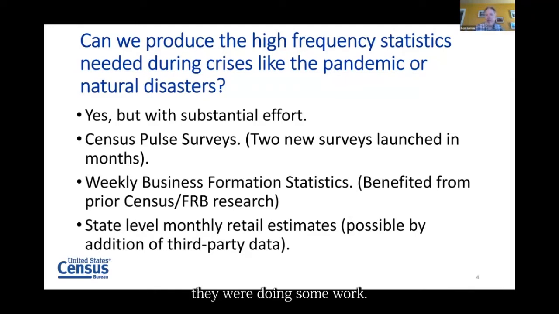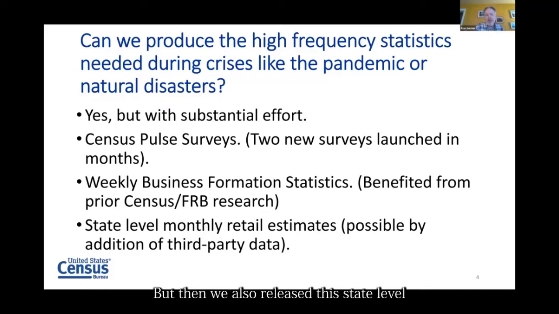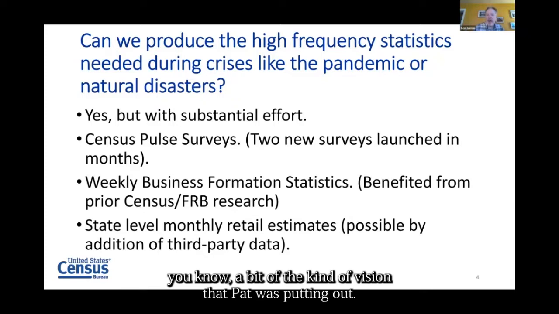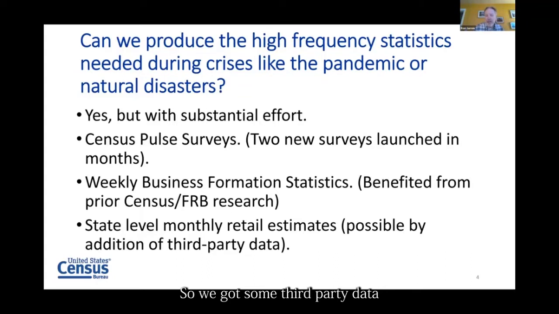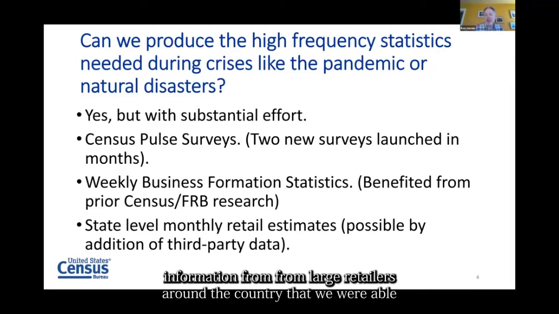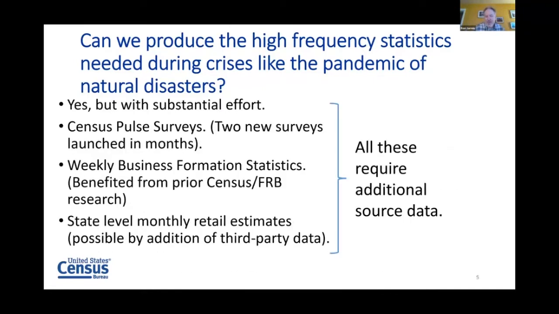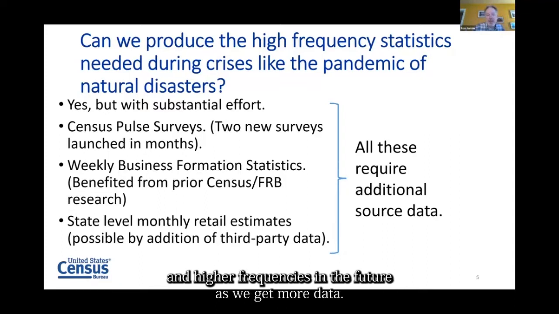That at BEA they were doing some work, and it was easy to do some extra things, some on the margin, to help during the pandemic. But then we also released this state level monthly retail sales using a bit of the kind of vision that Pat was putting out. So we got some third party data that somebody else is already aggregating information from large retailers around the country that we were able to take advantage of to push our monthly data down to the state level, and also looking forward to doing it even at lower levels and higher frequencies in the future as we get more data.